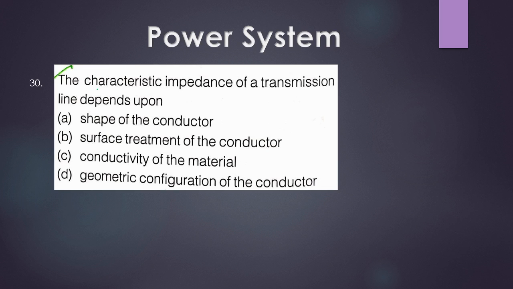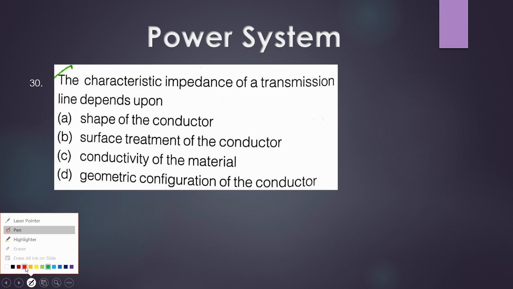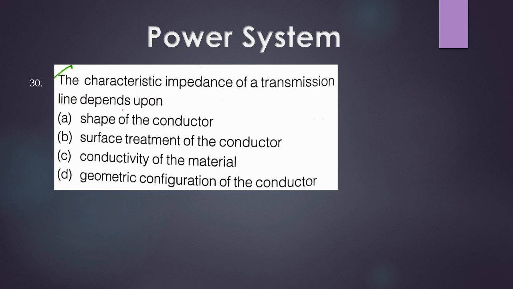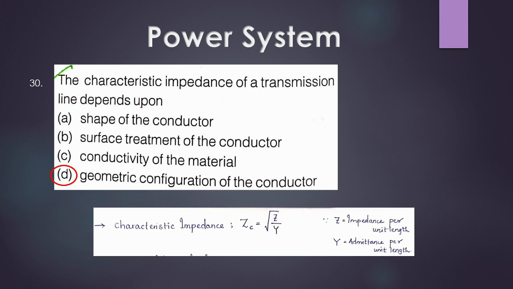Coming to the next question, the characteristic impedance of the transmission line depends upon. What is the answer? The geometric configuration of the conductor. Because the characteristic impedance Zc is given as the square root of Z by Y, where Z is the impedance per unit length and Y is the admittance per unit length. So it depends upon the geometric configuration of the conductor.